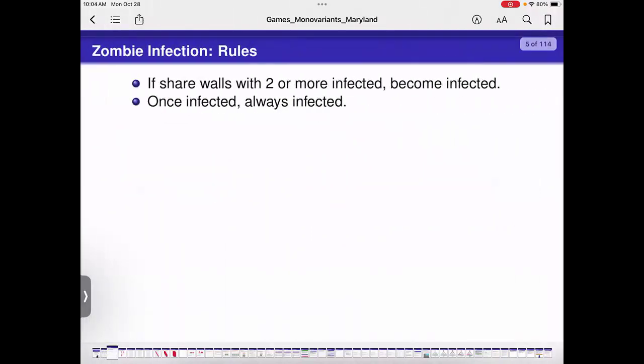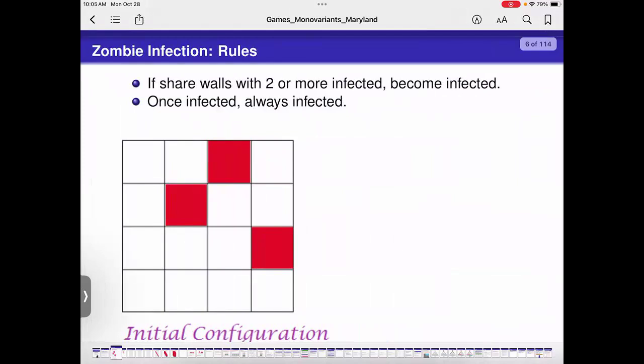All right, so I'm going to talk about zombies. There are lots of different zombie games you can do. I will start with the standard, and I will leave some interesting generalizations and open problems. If you share walls with two or more infected zombies, and we're going to do things on a checkerboard, then you become infected. And once you are a zombie, you are always a zombie. So for example, let's imagine the following beautifully drawn configuration.